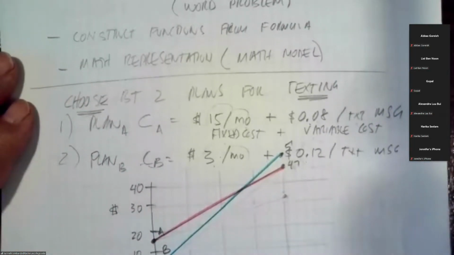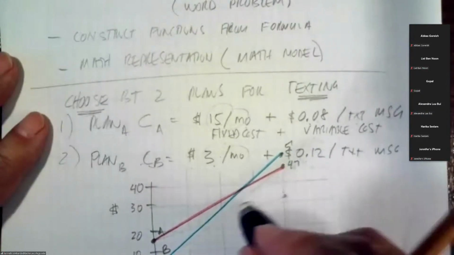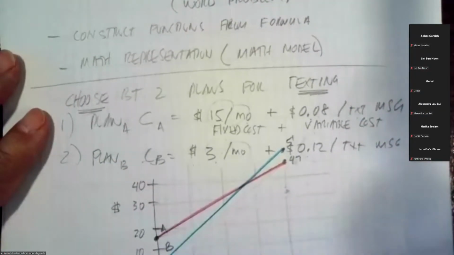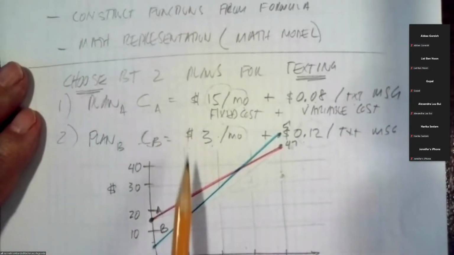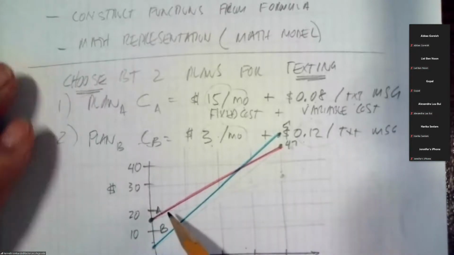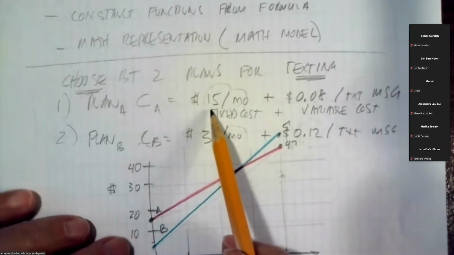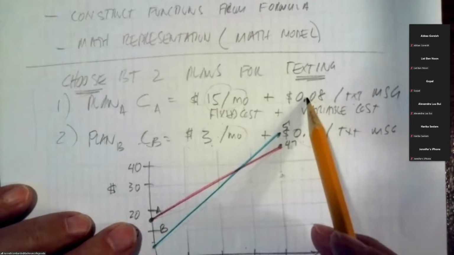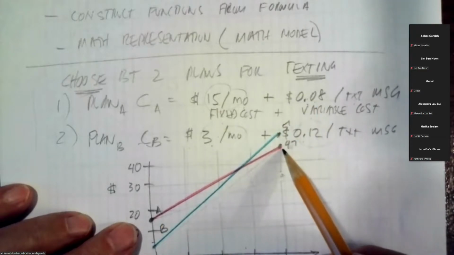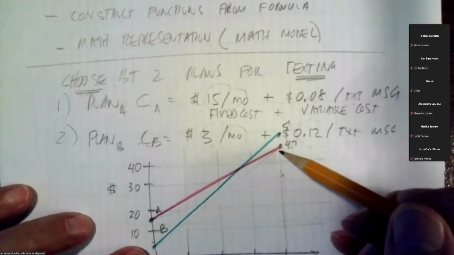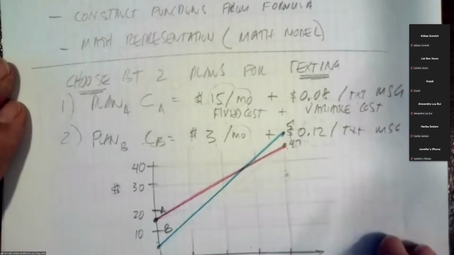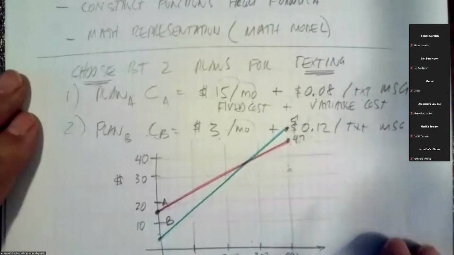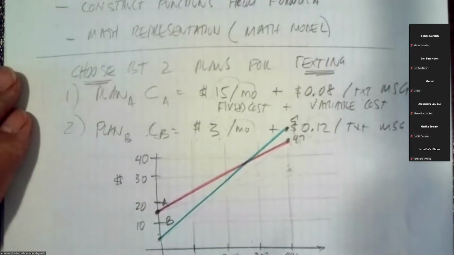And the idea that we're trying to come up with is which plan is going to be better for us. So your boss calls you in and says, you know, we've got these two different plans here. One is at 15 a month and 8 cents a text. And one is at 3 a month, but a steeper rate for the text. And your boss says to you, you know, which one would you go with? What do you think?